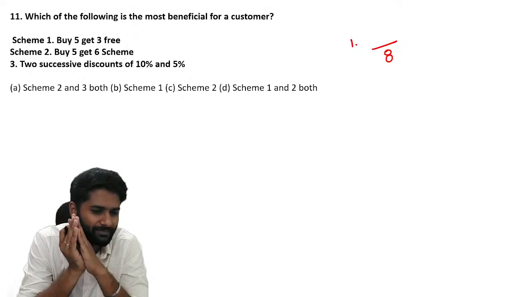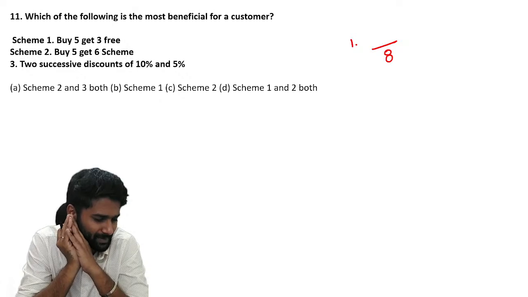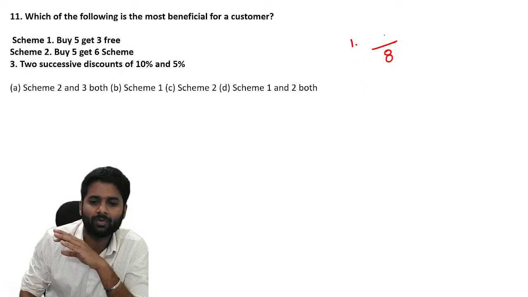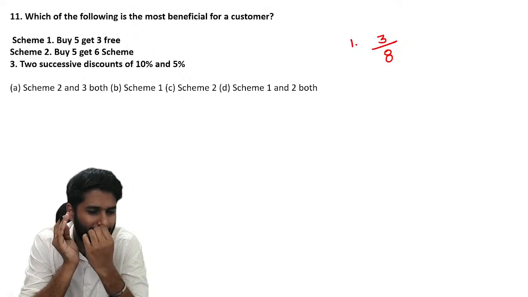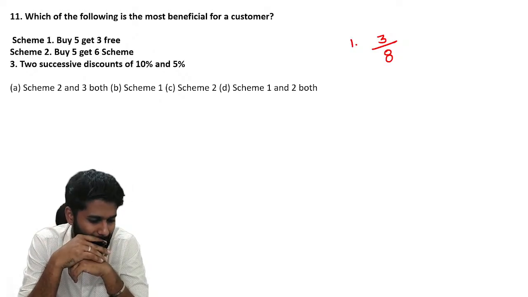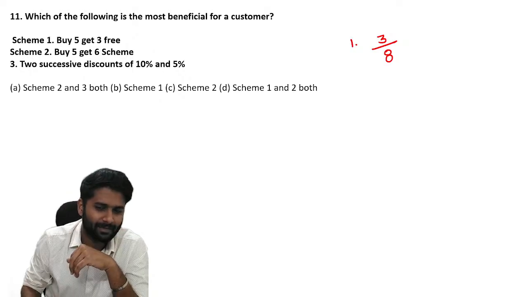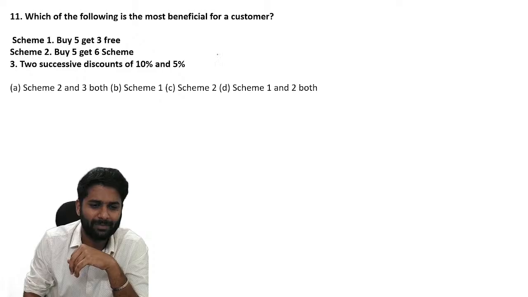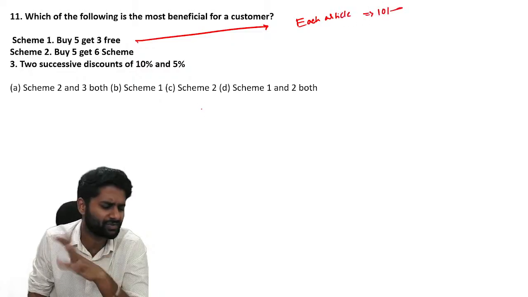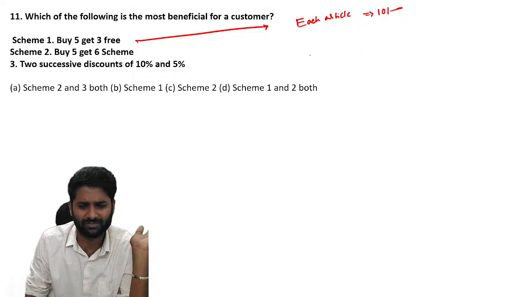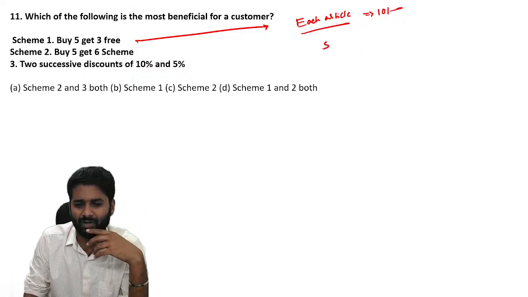What about the numerator? We are talking about the discount. How much discount did you get? You got 3 units free. Is it right? But we are talking about the discount. Let me help you out. Let us consider each article is 10 rupees. Let's go through it this way. Don't go for any formula. Each article, let us assume 10 rupees. We are talking about the shopkeeper.